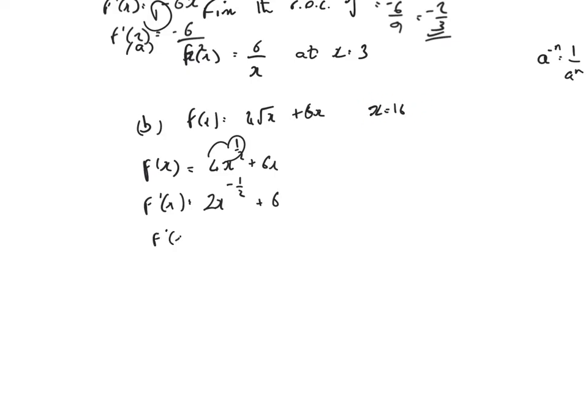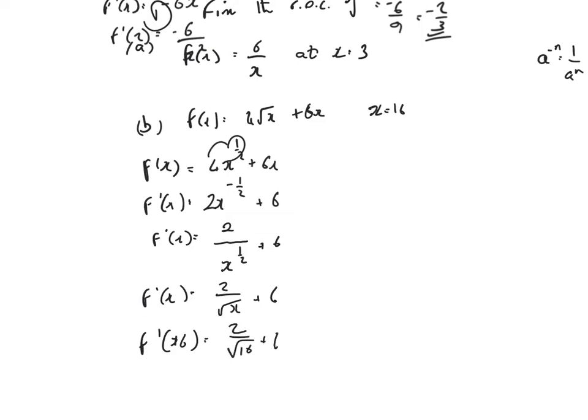I'm now wanting to sub in x equals 16, but I want to do it into a positive power and preferably with the root sign. So that's 2 over x to the half plus 6. Reintroduce the root sign. F dash of x is 2 over root x plus 6, and I now can sub in 16. F dash 16 equals 2 over root 16 plus 6, and that's 2 over 4 plus 6. So 2 over 4 is a half, so a half plus 6, we could write that as 13 halves.